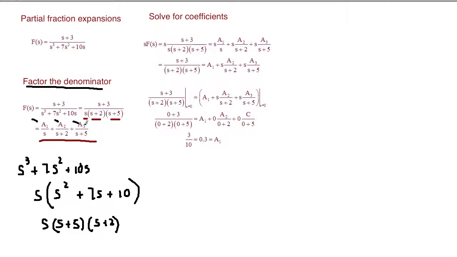Now if I write that expression in this form, s times f of s here can be written as s times a1 over s plus a2 over s plus 2 plus a3 over s plus 5.